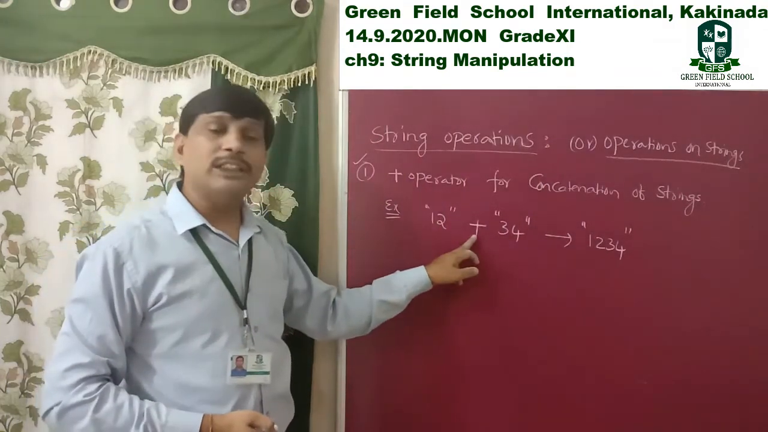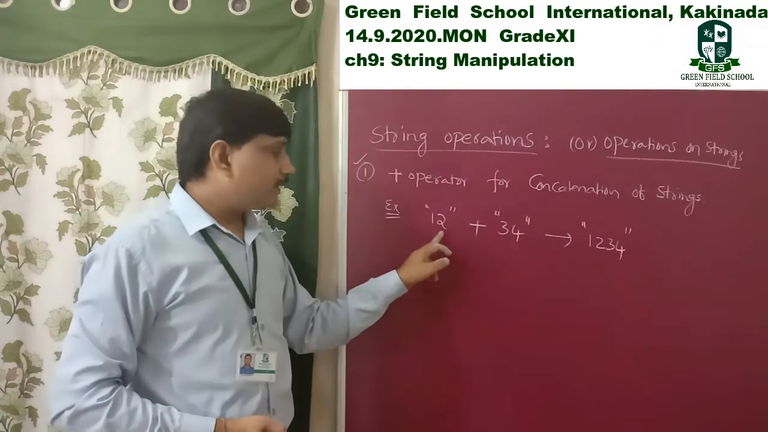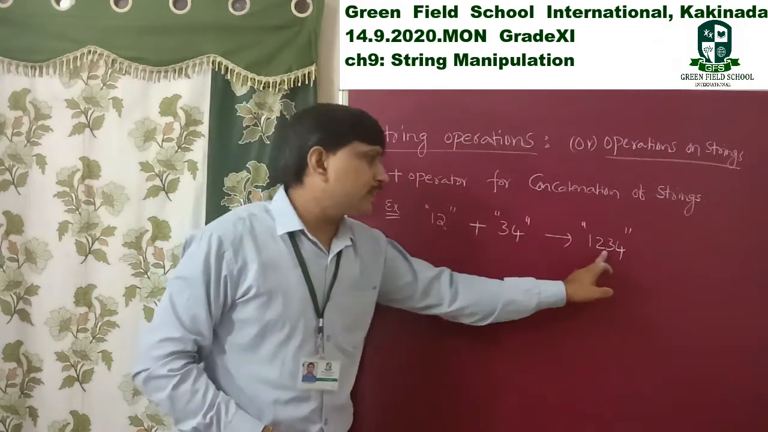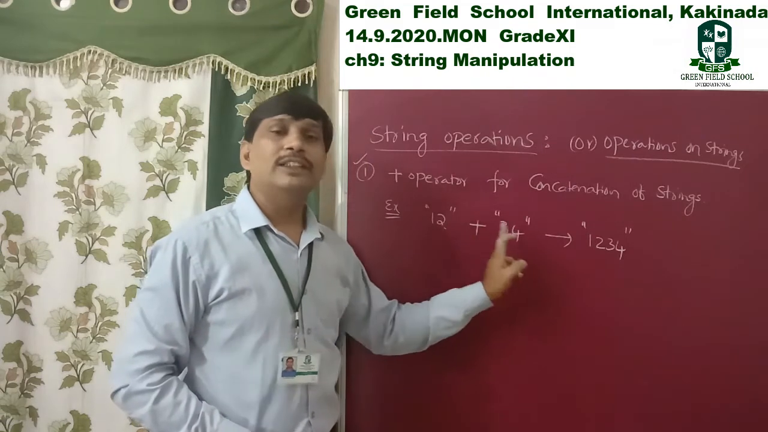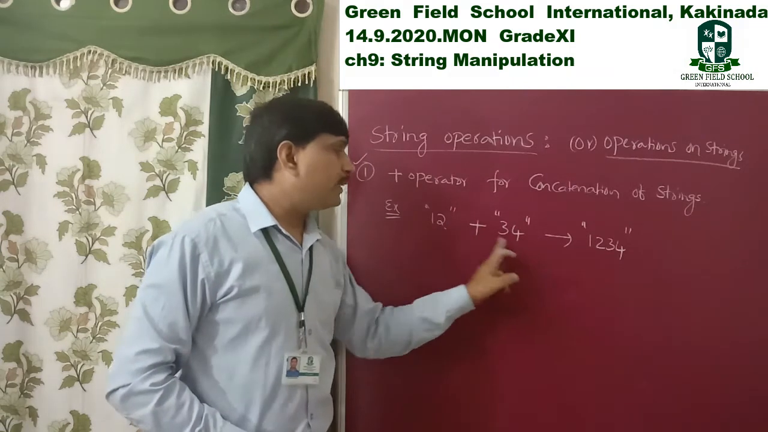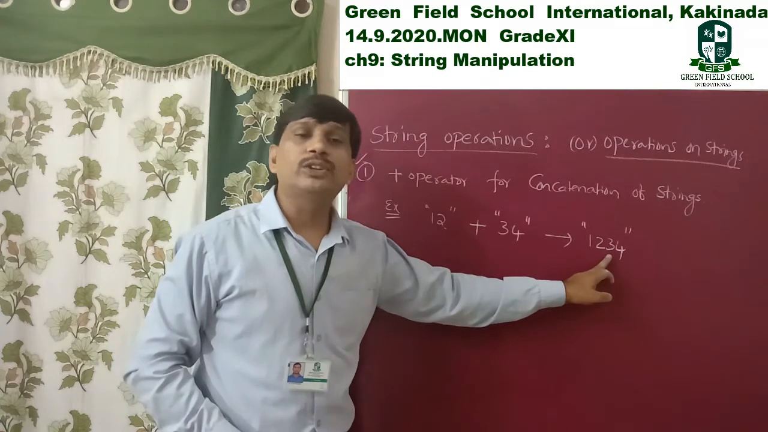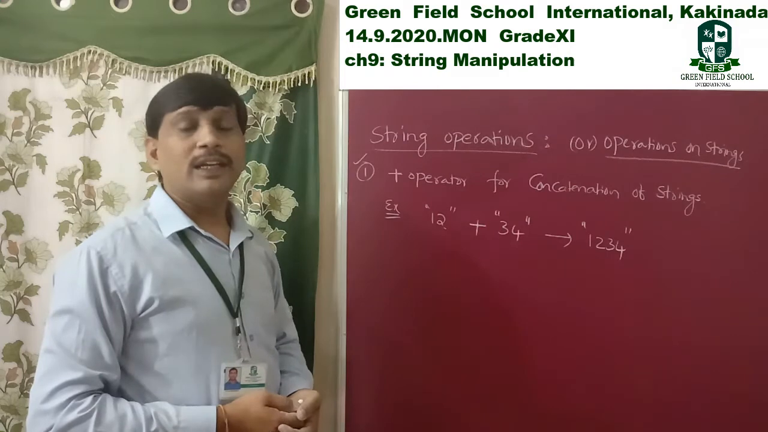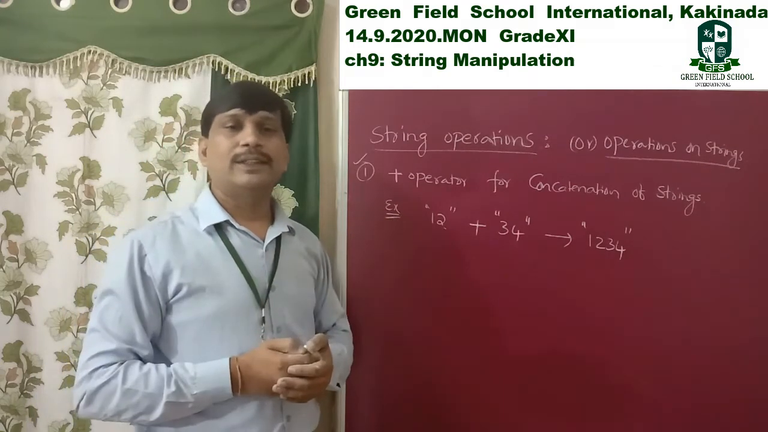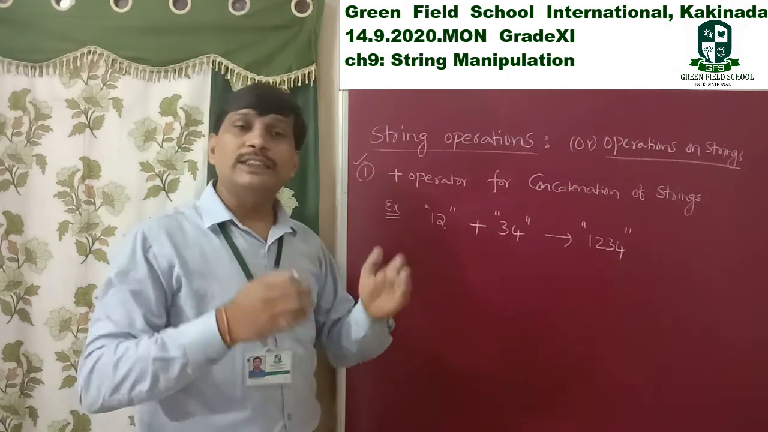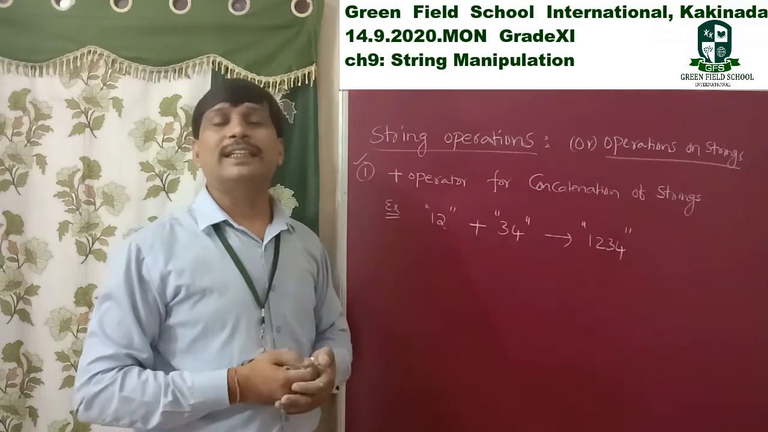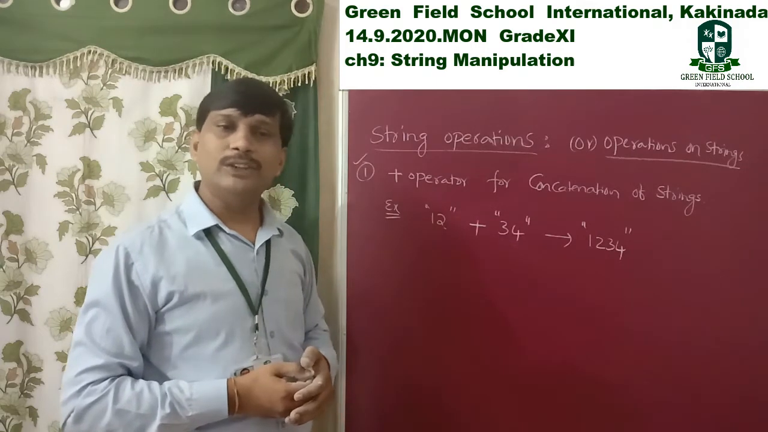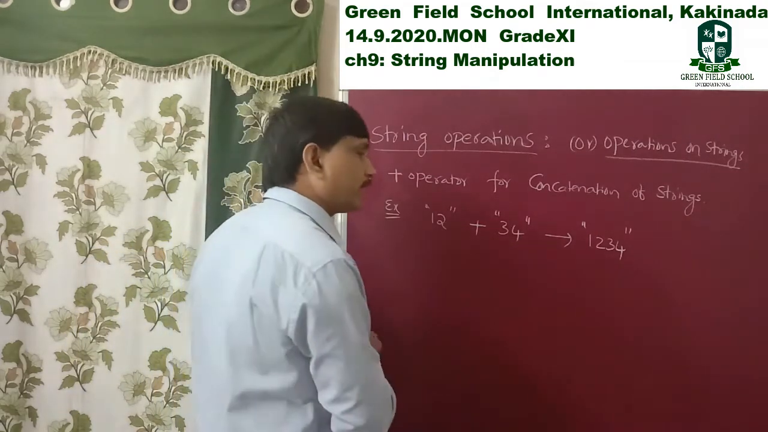It is not an arithmetic operation. Here this one is a string, and this one is a string. That's why you combine these two strings. This one is not a value. We combine these two strings to form a new string, that is 1, 2, 3, 4. This one is the best example. When we take a value within single quotes or double quotes, it is not acting as a value; it is considered a string. Understood my point?